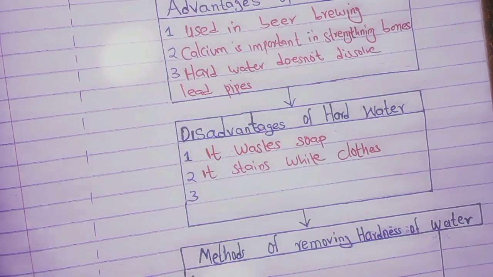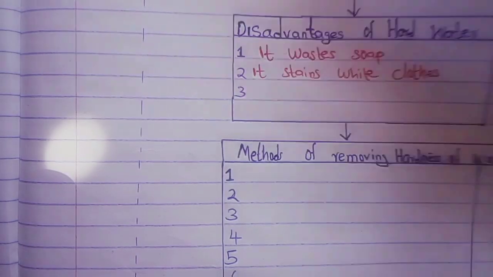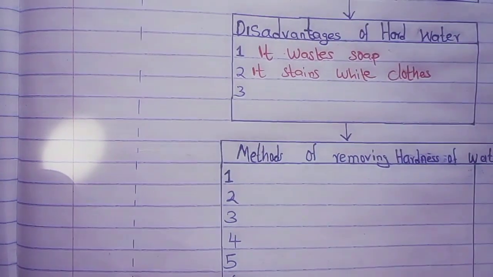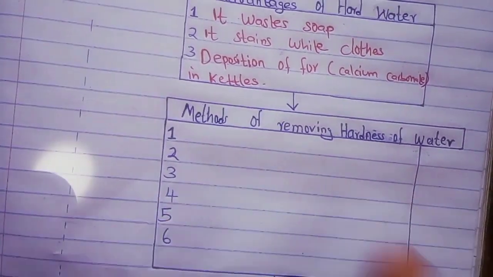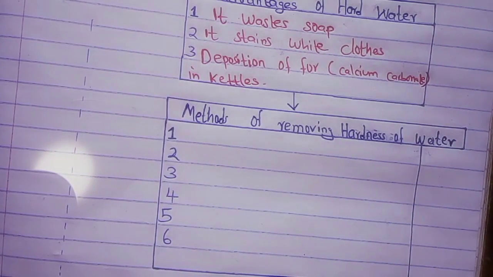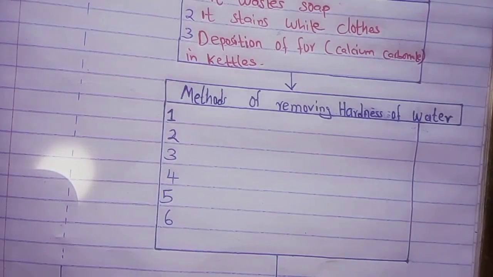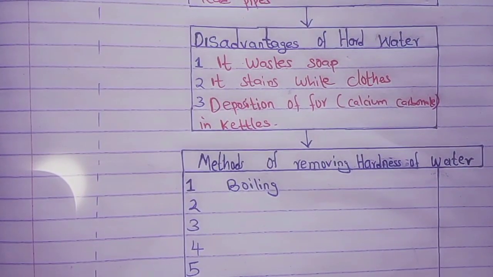The last disadvantage is deposition of fur. This is calcium carbonate in kettles. So we are saying deposition of fur or calcium carbonate in kettles. Then after that, we are going to methods of removing water hardness. We have 6 of them. The first one is boiling. Boiling only removes temporary hardness.